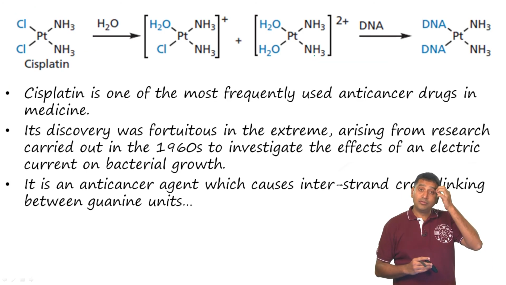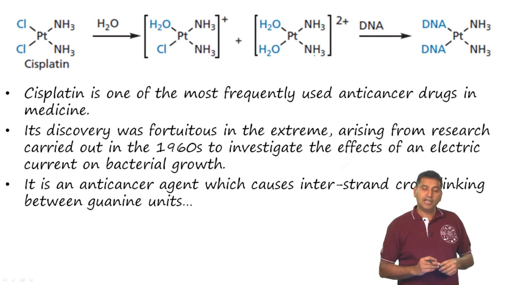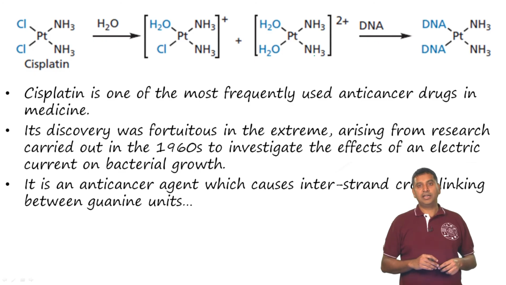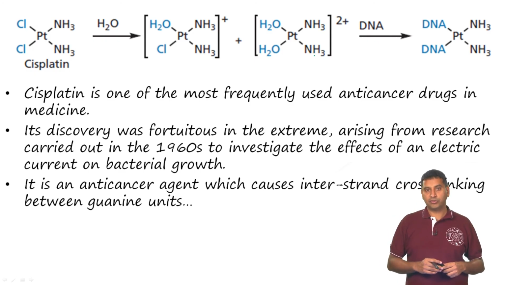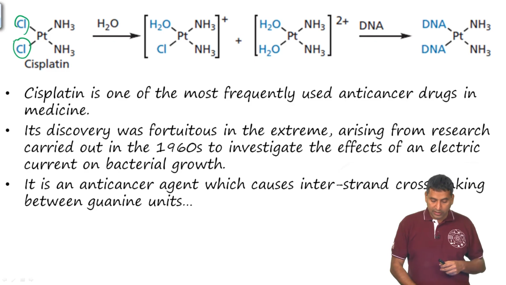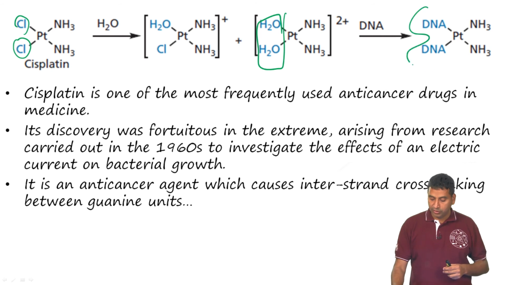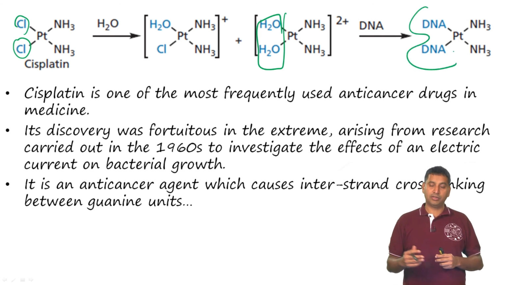The next example of an anti-cancer drug is cisplatin. Cisplatin is one of the most frequently used anti-cancer drugs in medicine, and its discovery was actually accidental. They were doing research investigating the effects of an electric current on bacterial growth in the 1960s, and accidentally it was found to have excellent anti-cancer activity. The cisplatin structure is shown here, and it forms the aquated cisplatin derivative, which can then interact with DNA to produce a very stable complex which inhibits the growth.